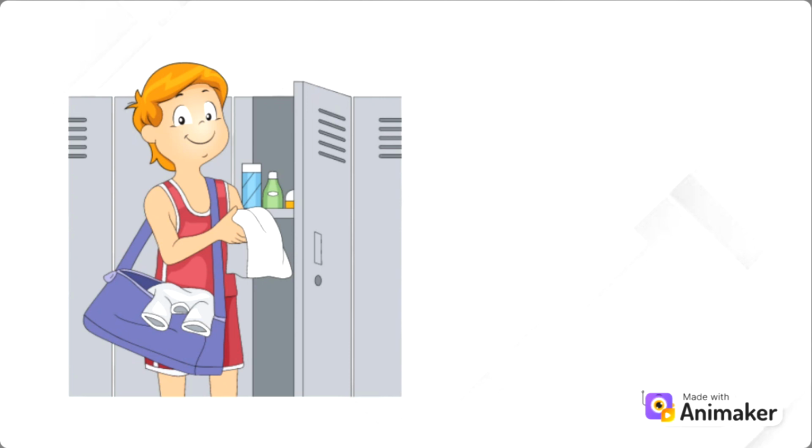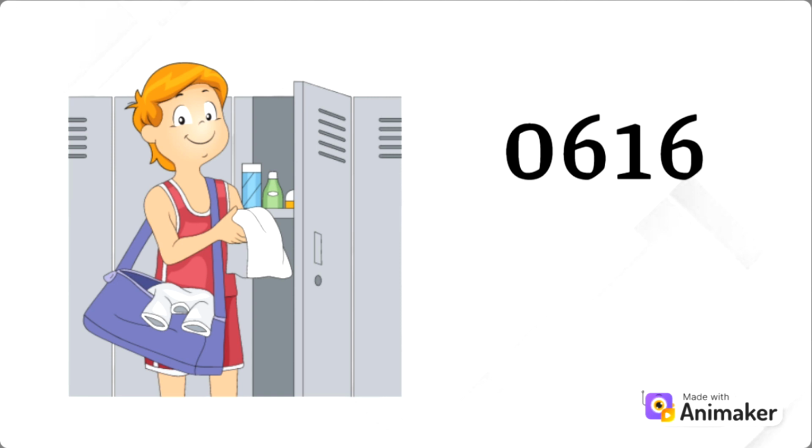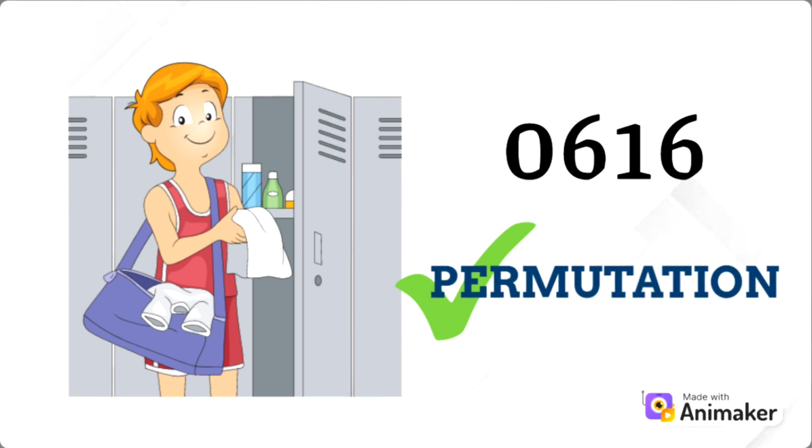Let us try to identify whether the following is a permutation or a combination. Number 1. Your locker combo is 0616. Is this a permutation or a combination? You are correct. This is an example of permutation since the order is important. You cannot open your locker if it is not exactly 0616.